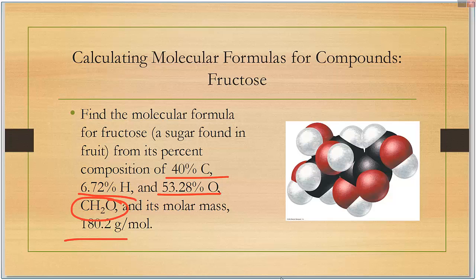Because they gave you the empirical formula, you don't actually have to calculate it. If they did not give you this, you would have to find the empirical formula from the percent composition by doing percent to mass, mass to mole, divide by small, multiply to whole. Since they gave you the empirical formula, you don't have to do that. What you do have to do is determine the molar mass of the empirical formula.